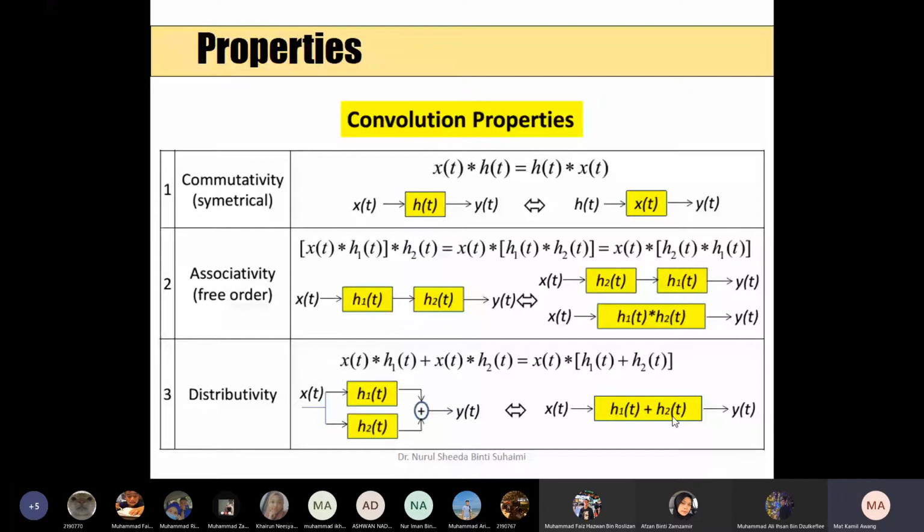So you have x of t convolve with h1 of t, then convolve with h2 of t, to produce y of t. Or you can have x of t convolve with h2 of t first, then convolve with h1 of t, to produce the y of t. Or you can convolve h1 and h2 first, then after that you convolve x of t with the result of the convolution of h1 and h2 to produce the y of t. That is the associative property.